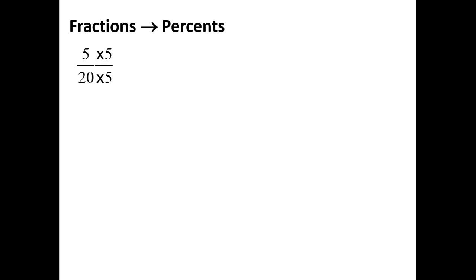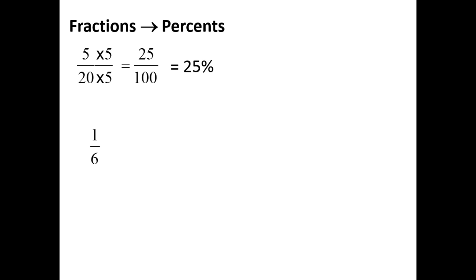So by multiplying numerator and denominator of 5/20ths by 5, we get the equivalent fraction 25 hundredths. And remember, hundredths means the same thing as percent. So 25 hundredths is 25 out of 100, and that would be 25%. So 5/20ths is the same thing as 25%.